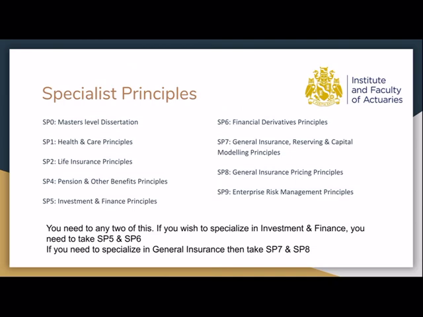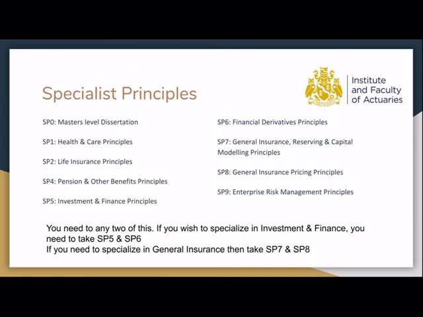So the specialist exams, you only need to write 2 of these, right? So you have 8 options. The first option, you can write your master's level dissertation about any of these topics, and you'll be fine. And you also have health and care practice. You have life insurance principles. You have pension and other benefit principles, investment and finance principles, financial derivative principles, general insurance reserving and capital modeling principles, general insurance pricing principles, and enterprise risk management principles. You only need to write 2 of these exams.